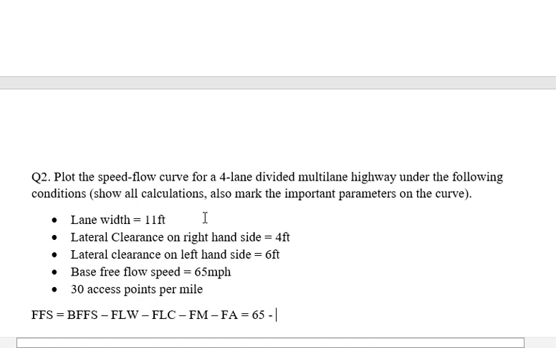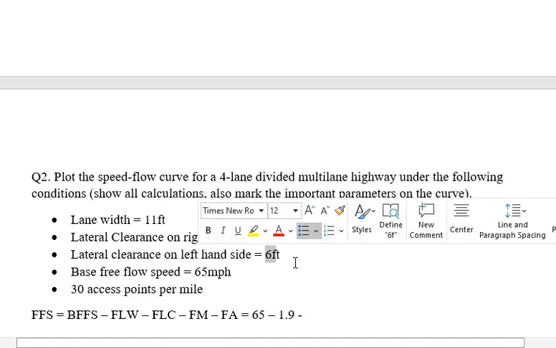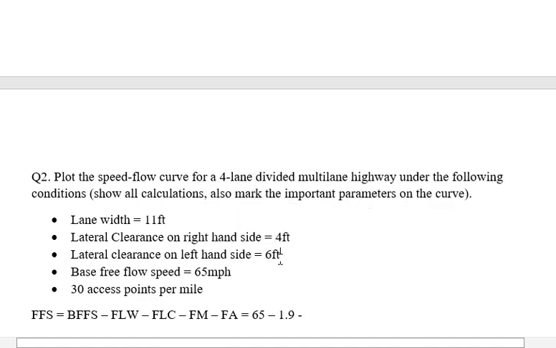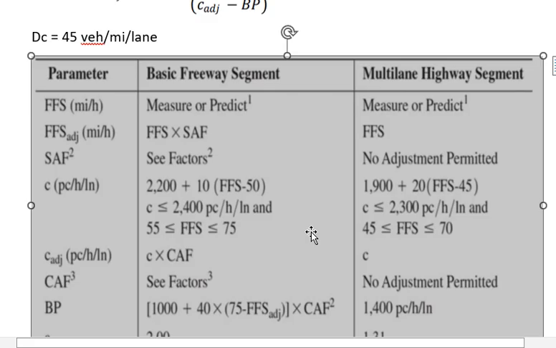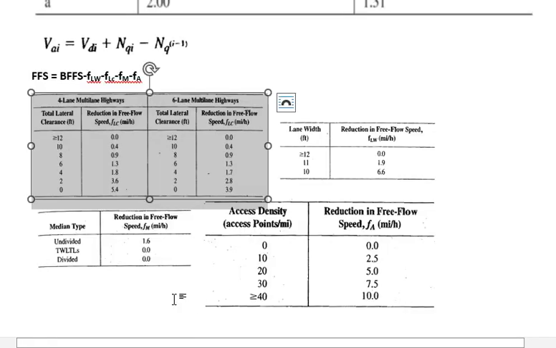Lane width is given as 11 feet. For 11 feet lane width, we already know the factor which we used in the last example as well. There's a table for that. So 1.9. Now the factor for lateral clearance. Lateral clearance is required because it's a multi-lane highway, so we take total lateral clearance, left plus right. So total 10 feet, and it's a 4-lane multi-lane highway. So for a 4-lane multi-lane highway with 10 feet lateral clearance, the factor is 0.4.